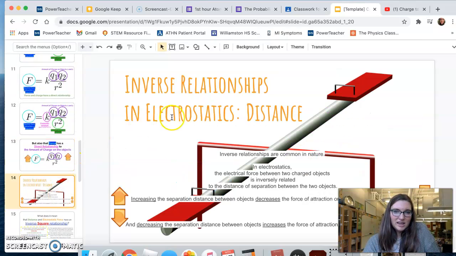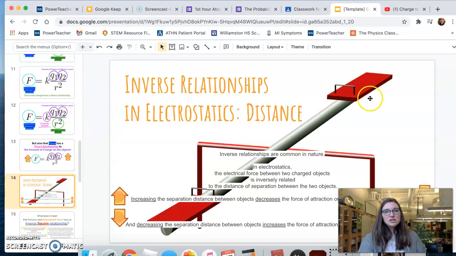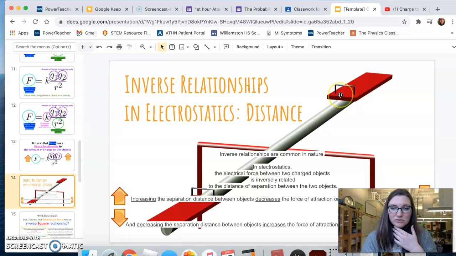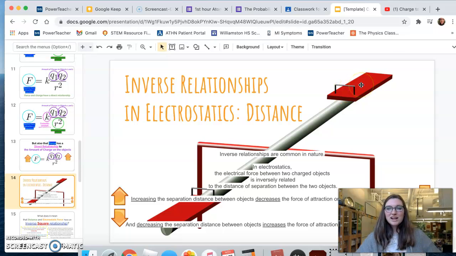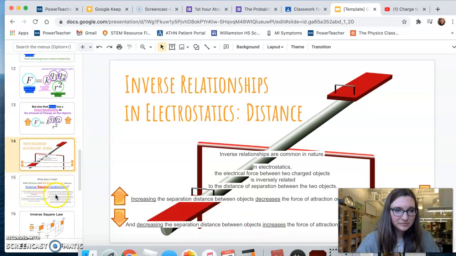Okay. So inverse relationships in electrostatics, so distance is an inverse relationship when it comes to electrostatic forces. The more distance there is, the less force there's going to be. The less distance there is, the more force there's going to be. It works like a teeter-totter, just like that. Increasing the separation distance decreases the force of attraction. Decreasing the separation distance increases the force of attraction.